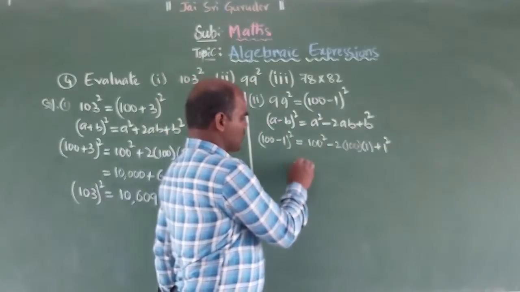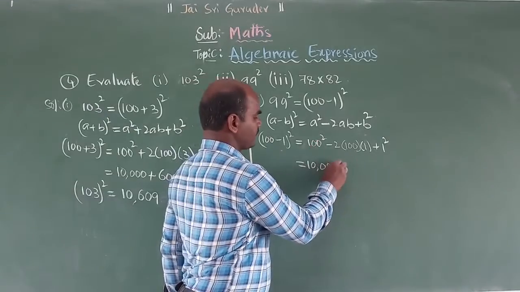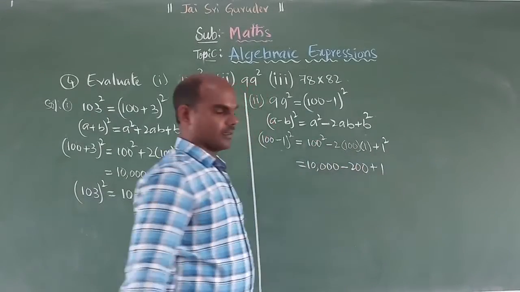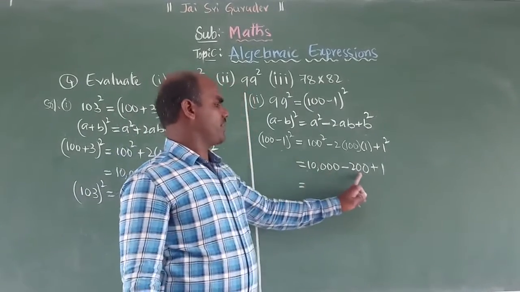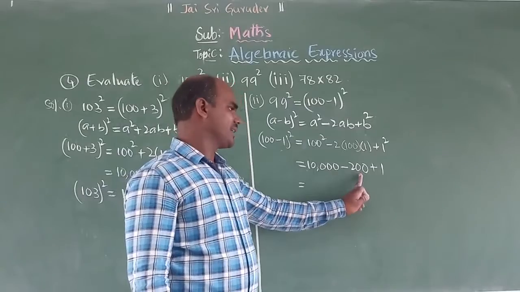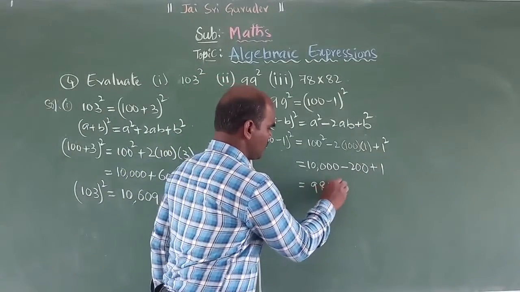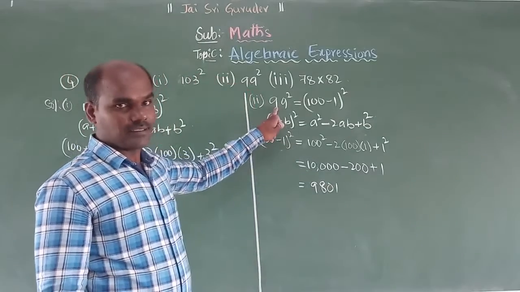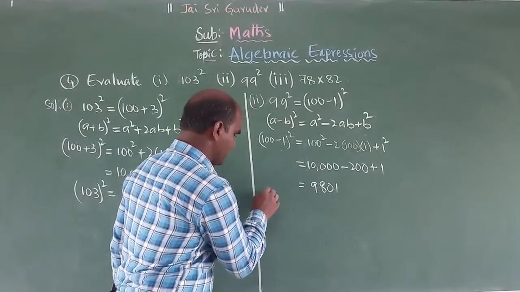Then 100 square becomes 10,000 minus 2 into 100 is 200 plus 1. So 10,000 minus 200 is 9,800, plus 1 is 9,801. So this is the solution of 99 square. Now we should apply the third one.